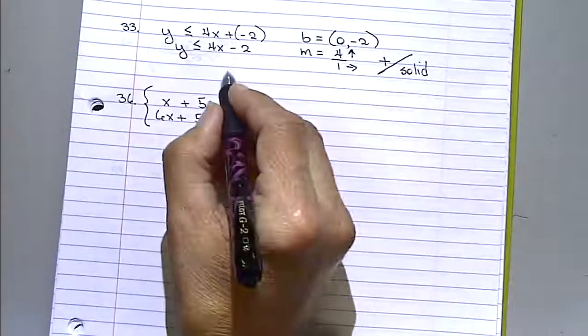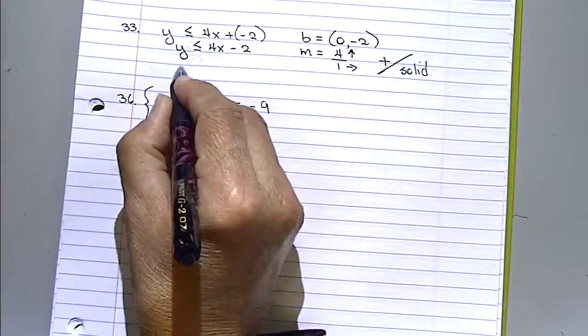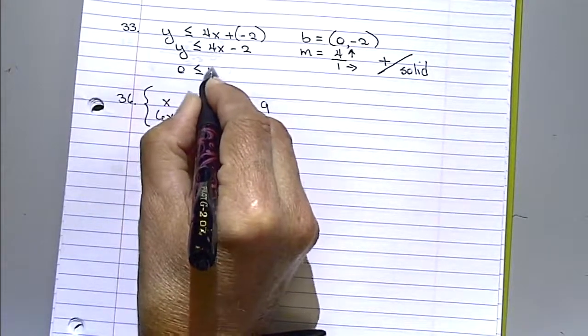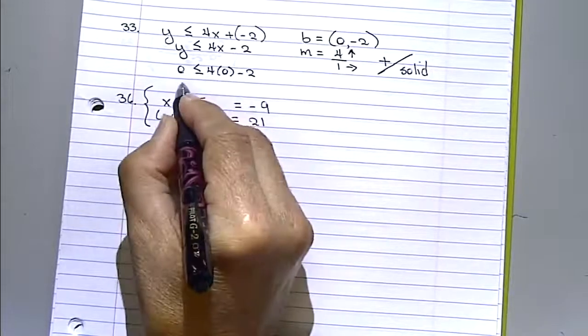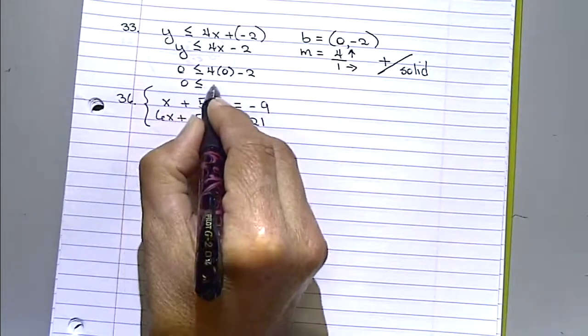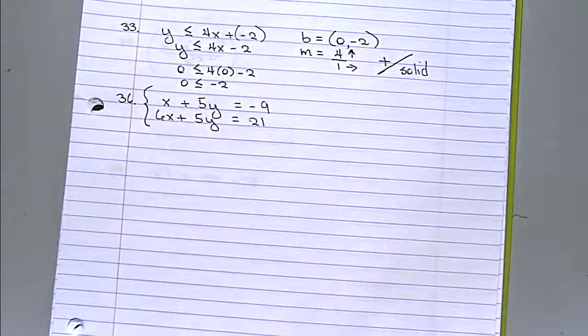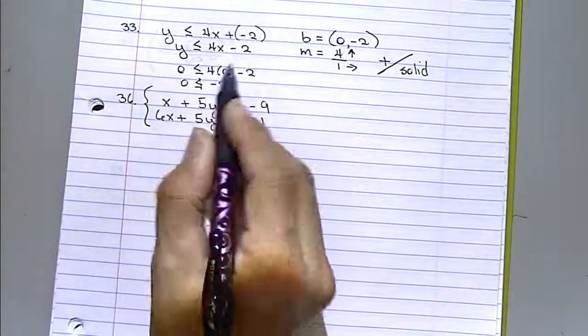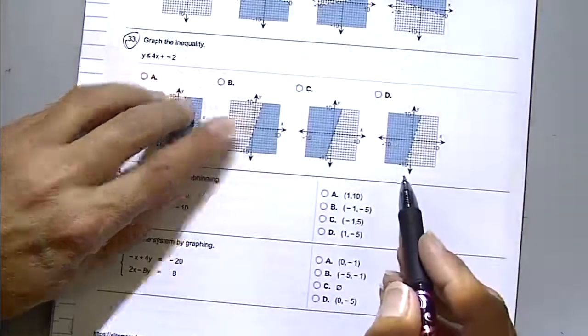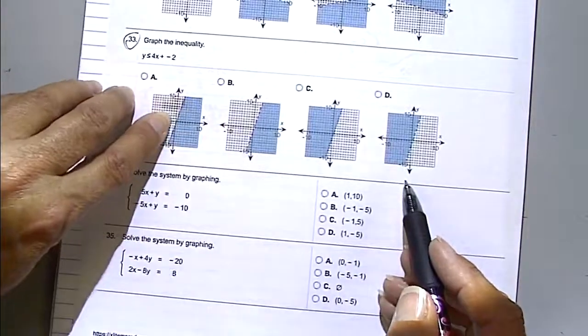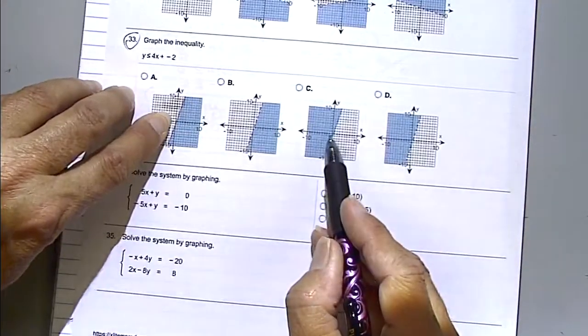I would say 0 is less than or equal to 4 times 0 minus 2. So that's really 0 is less than or equal to -2. Is 0 less than or equal to -2? Nope. So (0, 0) is not on my graph. Is this one right? Because the other one has (0, 0) on its graph.